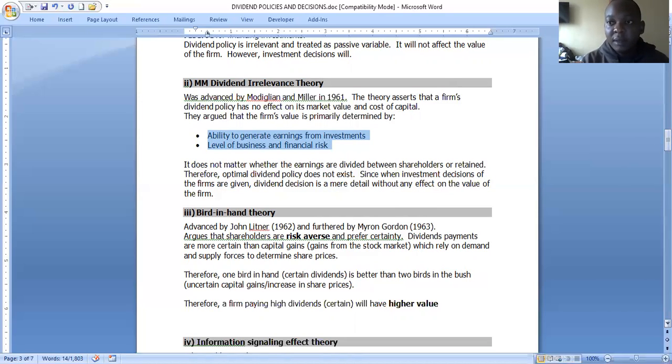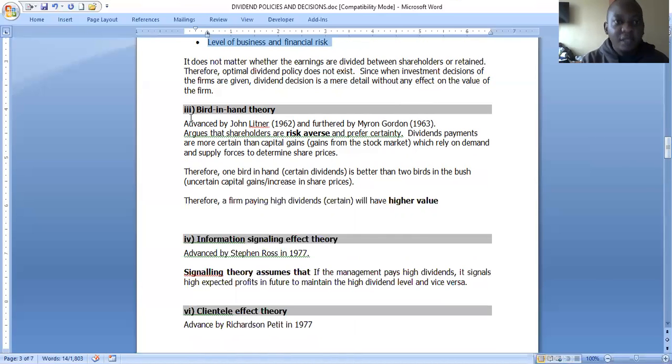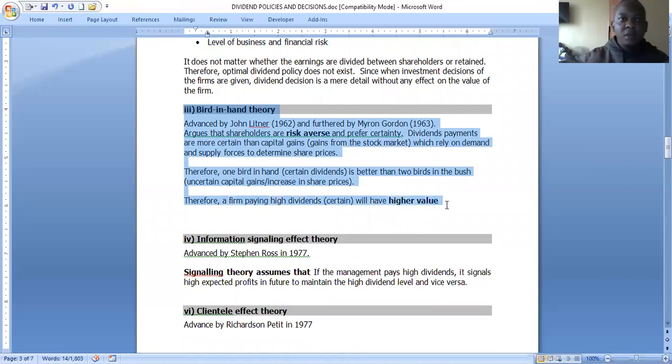And then the third theory is the bird in hand theory. This theory argues that shareholders prefer dividends that they are sure of to capital gains that can be generated from the stock market in the form of share prices. If you invest in the shares of a company, you expect to earn returns in two main ways: one is through dividends, and two is through the increase in share prices in the stock market.